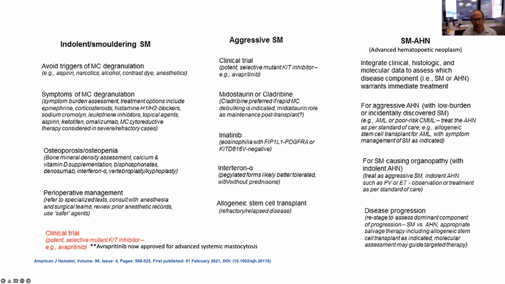And that's where avapritinib could be a choice, midostaurin can be a choice, imatinib in some cases, interferon alpha in some cases, and in really significant refractory or relapsed and proven aggressive systemic mastocytosis, a bone marrow transplant could be considered. And of course, if you have systemic mastocytosis and a neoplasm, that is a whole other ball of wax that almost always involves hematology.